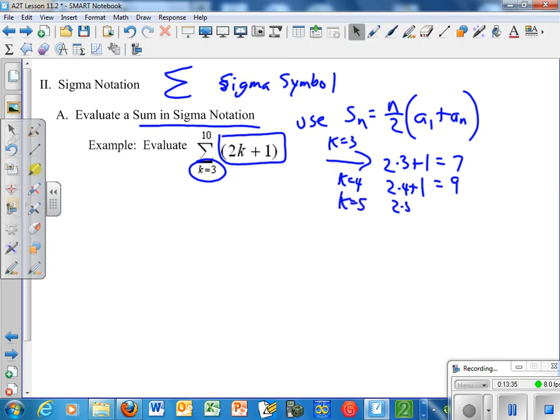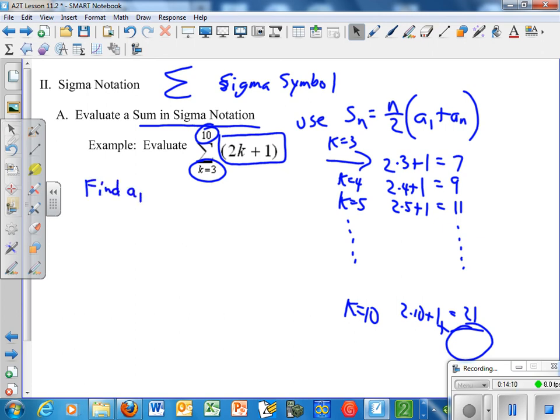So I'd have 2 times 5 plus 1, which is 10 plus 1, which is 11. I would keep going, putting in all the way up to, do you see how the top number is 10? So if I put in 2 times 10 plus 1, that would be 21. So I'd keep going and then add them all up, and that would be my sum. Now, sometimes you might go from 3 up to 99, so that would be very long to write out all the terms. We could probably do it here, but here is the shortcut with sigma notation.